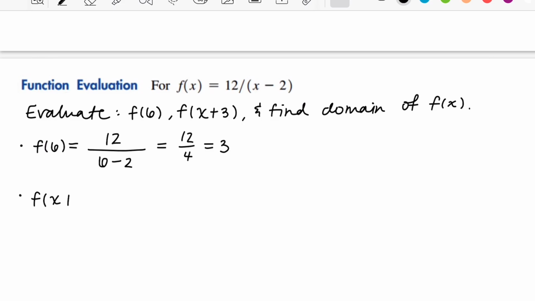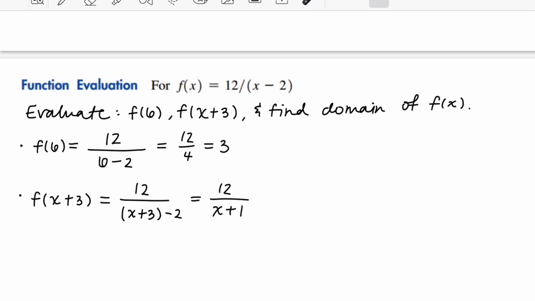Now let's look at f of x plus 3. So we're doing the same exact thing here. All we're going to do is plug in x plus 3 wherever we see an x. So we have x plus 3 minus 2 on the bottom. And so this comes out to 12 over x plus 1.